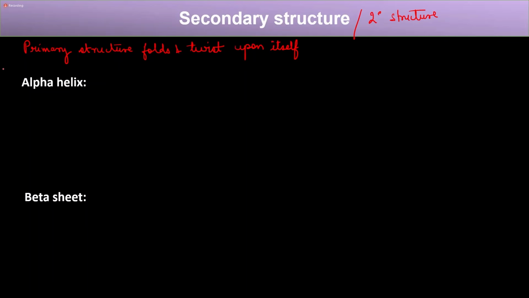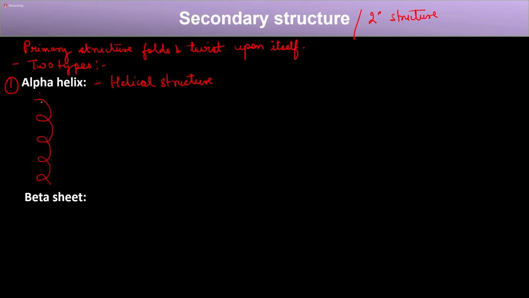Now, the secondary structures are of two types based on how the protein or the primary structure is being folded. The first one is the alpha helix. The alpha helix looks something like this. What we can see is a helical structure, like a spring, or a rope, you can say.